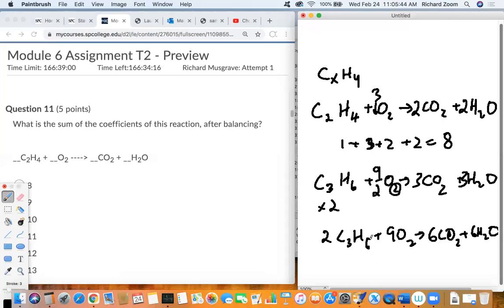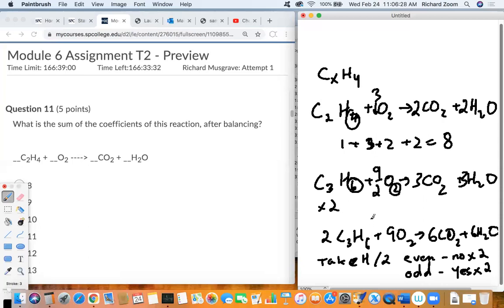But what I'm saying here is that if you look simply at the hydrogens and divide by 2, and if the result is even, there's no multiplication by 2, and if that result is odd, then there is multiplication by 2. In the top example, I didn't multiply by 2. In the bottom example, I did, because 4 divided by 2 is 2, and 6 divided by 2 is 3. If it's an even number, you won't need to multiply by 2. If it's an odd number when you divide by 2, then you will have to multiply everything by 2. Does anybody have any questions about that?